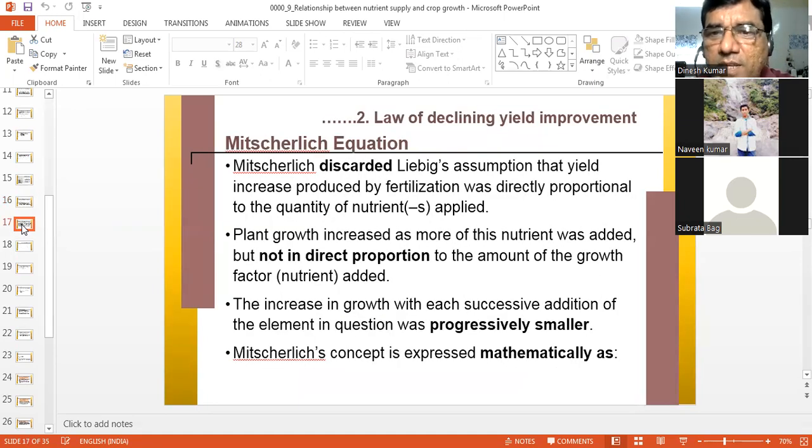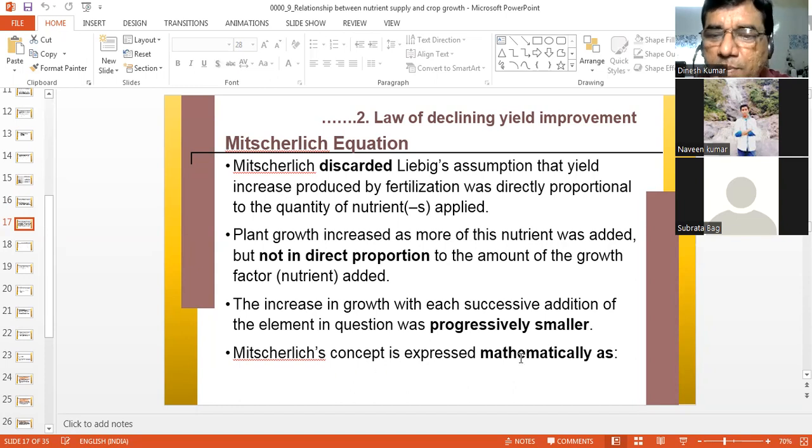Mitscherlich discarded Liebig's assumption that the yield increase produced by fertilization was directly proportional to the quantity of nutrients supplied. It means that if you supply more of that limited nutrient, you will get more yield. Plant growth increased as more of this nutrient was added, but not in direct proportion to the amount. The increase in growth with each successive addition of the element in question was progressively smaller. Simply, the law of diminishing return.